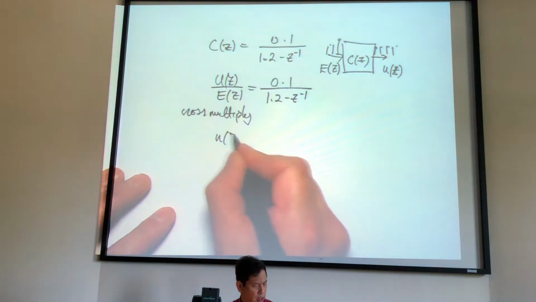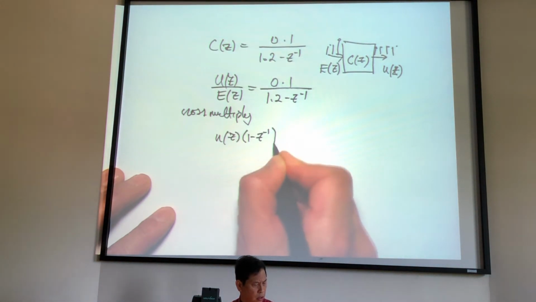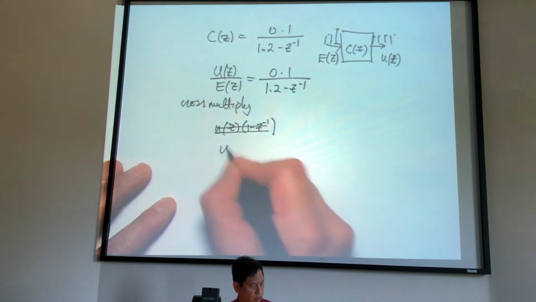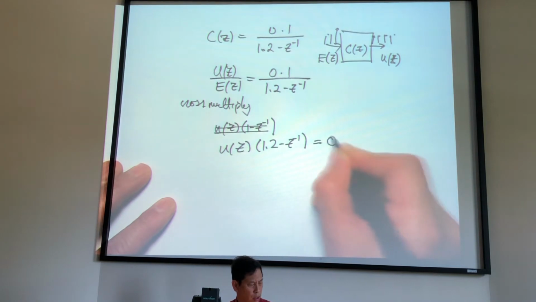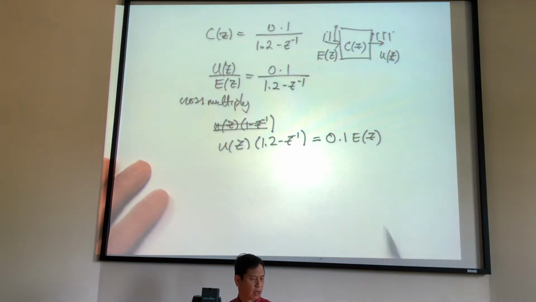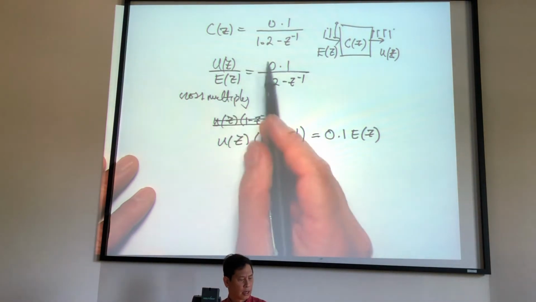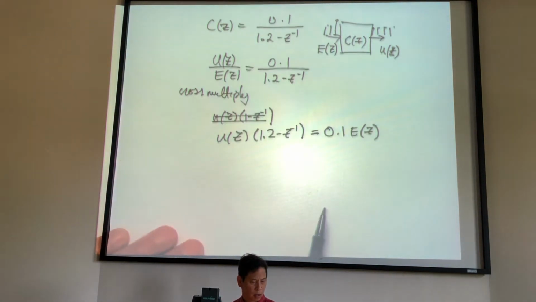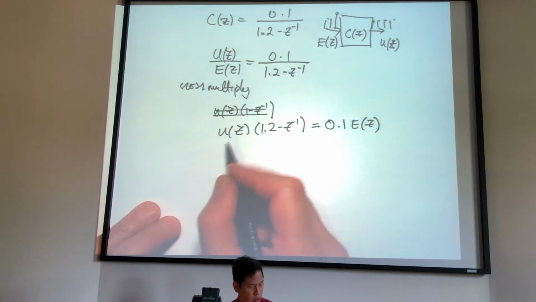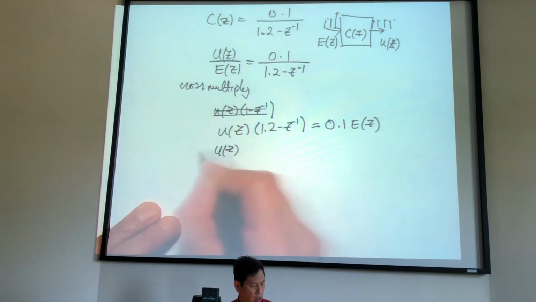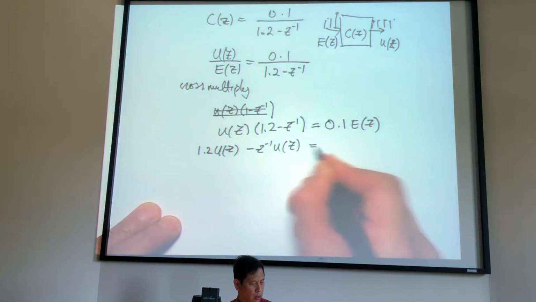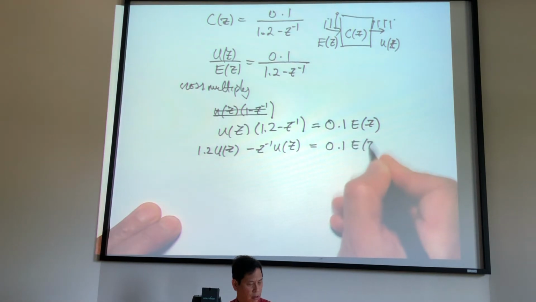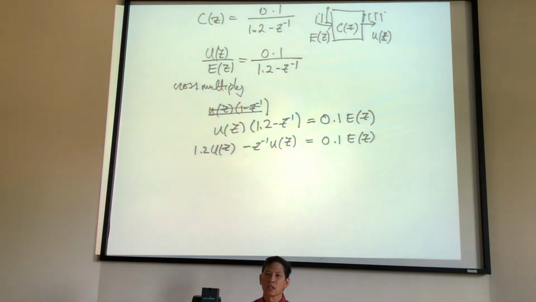And I get U of Z times 1.2 minus z to the minus 1 is equal to 0.1 E of Z. I cross multiply this side and that side. Okay, so this is the same thing as 1.2 U of Z minus z to the minus 1 U of Z is equal to 0.1 E of Z. Now this is still expressions in Z. It's not the real world.